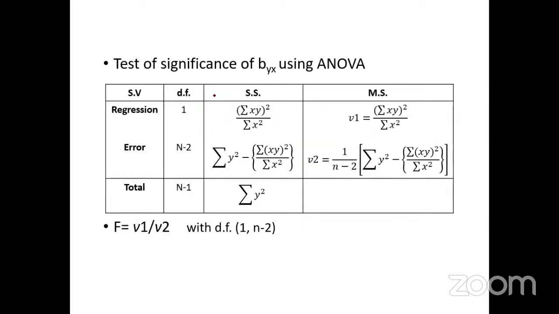Another method for testing the significance of the regression coefficient is the analysis of variance. Whenever we fit the regression line in Excel or any software, we get this ANOVA table. In this ANOVA table, based on the calculated value of F, that is v1 divided by v2, meaning the regression mean sum of squares divided by the error mean sum of squares, we get the value of F, and we have to consider the table value. If your calculated F is more than your tabulated value, your coefficient of regression is significant, otherwise it is not significant.